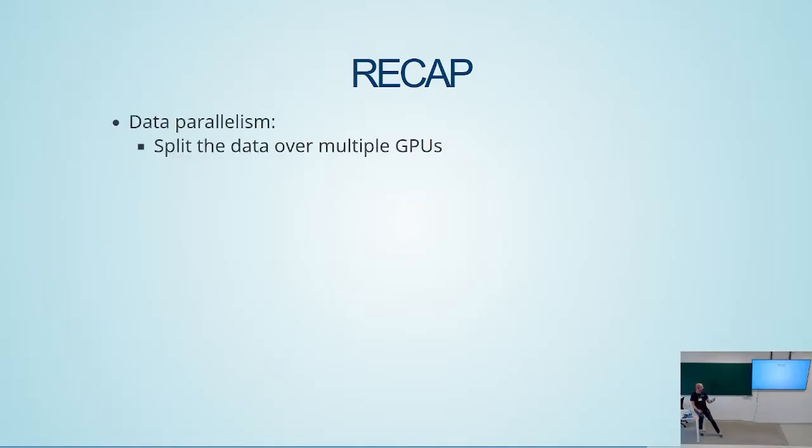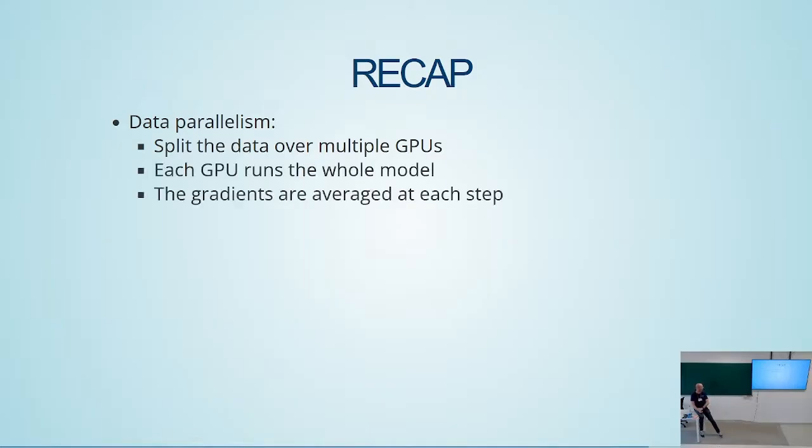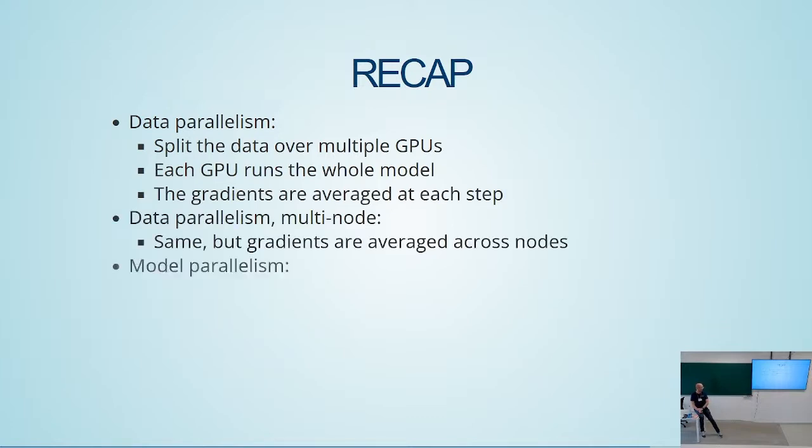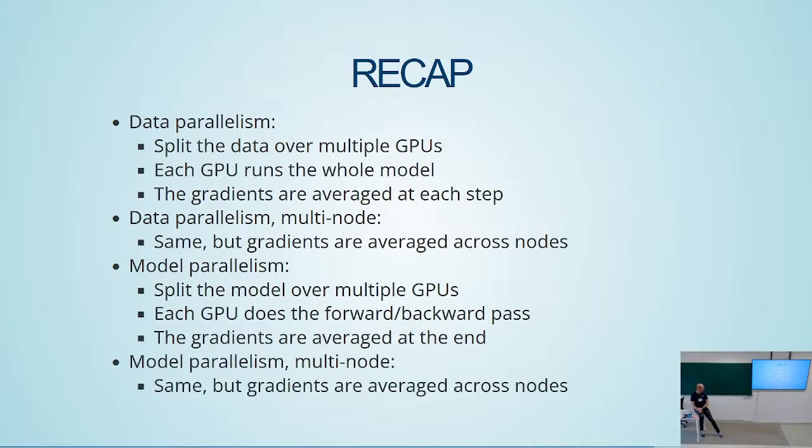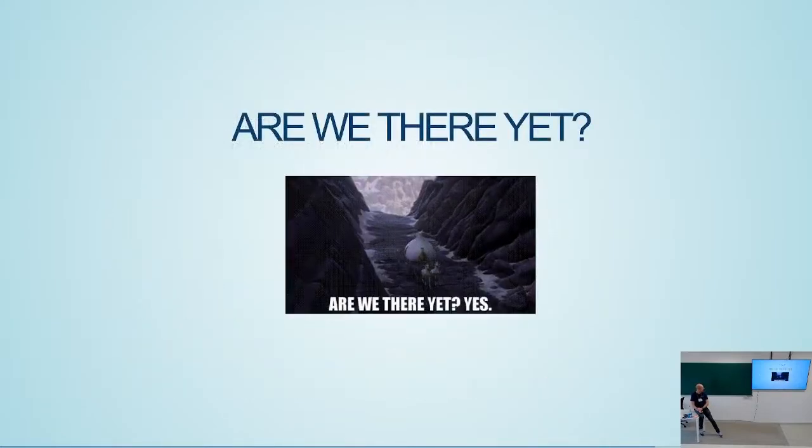So again, data parallel is when you split the data over multiple GPUs and they run the whole model, and you do a gradient averaging. And then multi-node is the same, but over multiple nodes. Model parallel is when you split the model. So those are the nomenclatures of distributing a job on a supercomputer. And so, are we there yet?